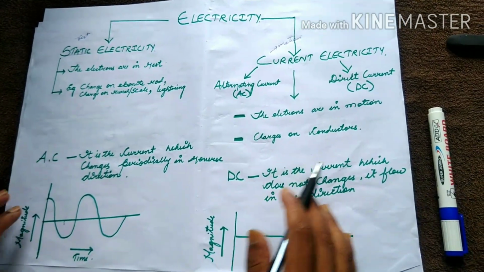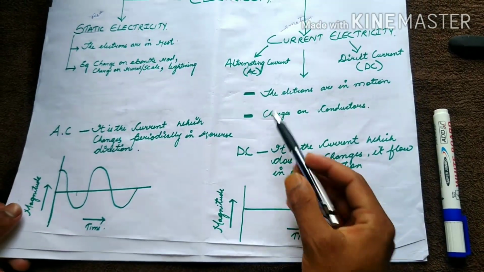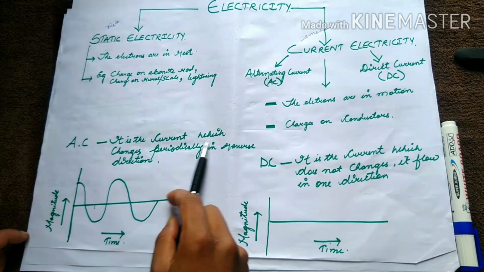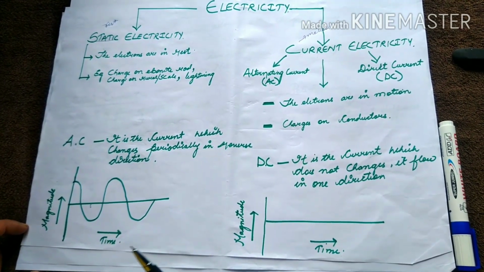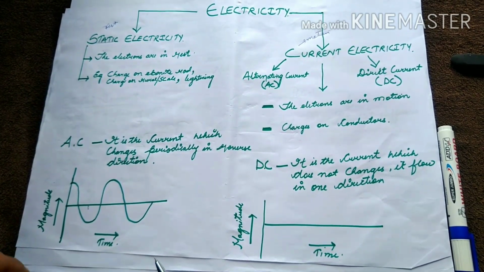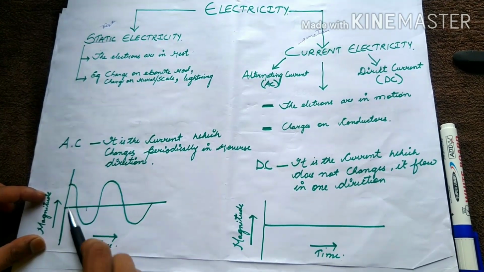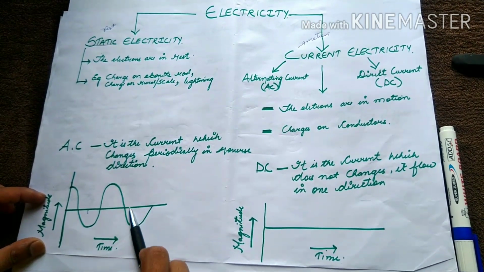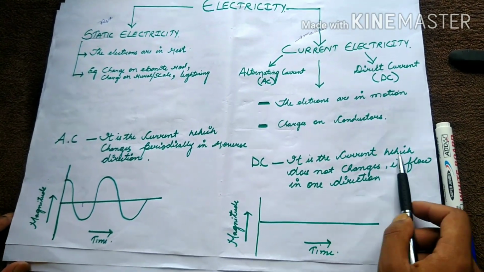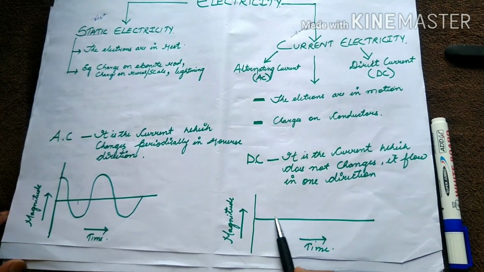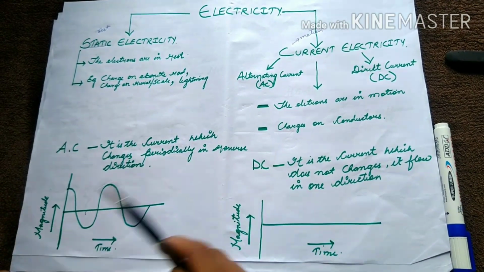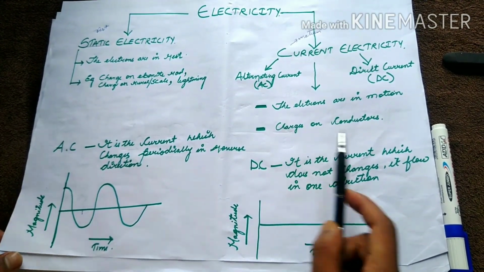All right. So just for a few more ideas about alternating current, I would like to give you one definition. It is the current which changes periodically in its reverse direction. You can see the graphical representation here. The current is changing, whereas in DC the current does not change, it flows in one direction. You can see the graph in the same direction. So these were the ideas about classification of electricity and a simple idea about AC and DC.